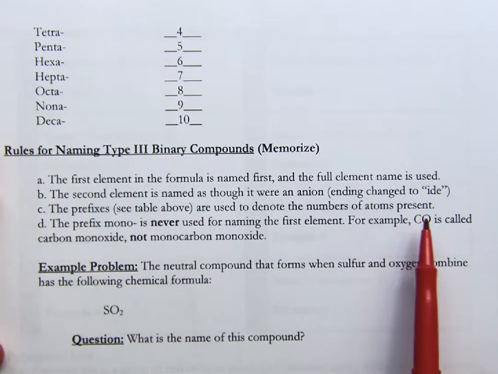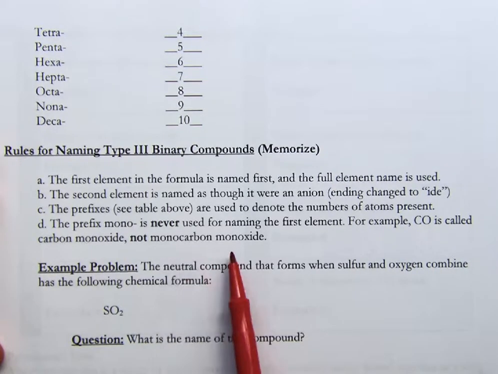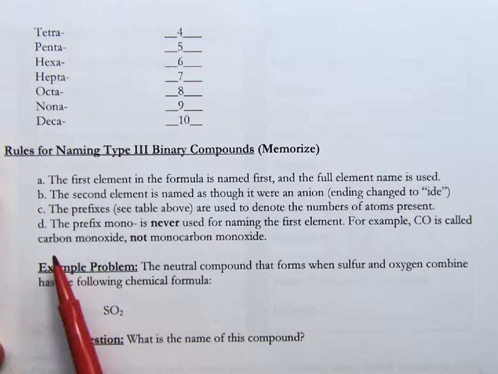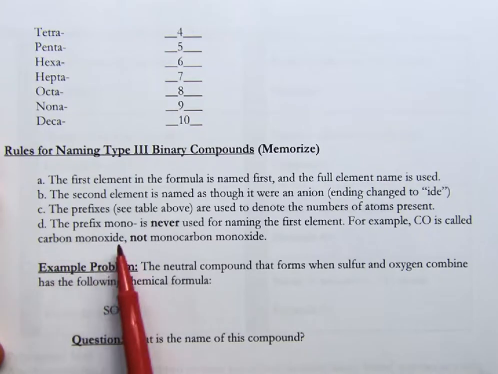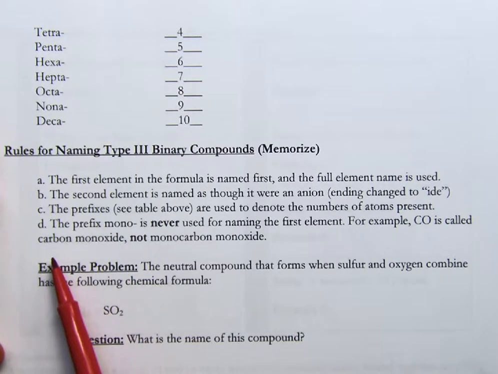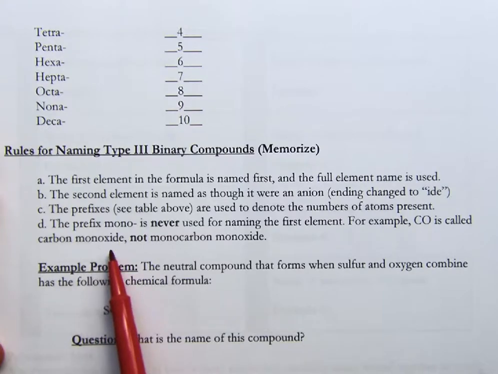So in this example, you have 1 carbon and 1 oxygen. It's not monocarbon monoxide. It's just carbon monoxide. Carbon is the first element, and then you have 1 oxygen. Oxygen is oxide, so monoxide. Sometimes when you have consecutive vowels, you drop one of them, but don't worry about that too much.